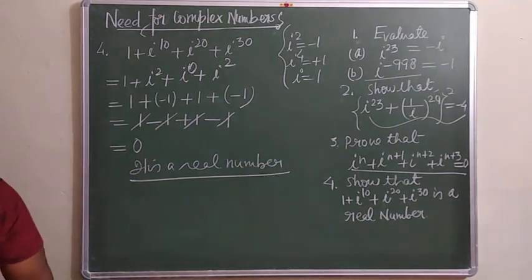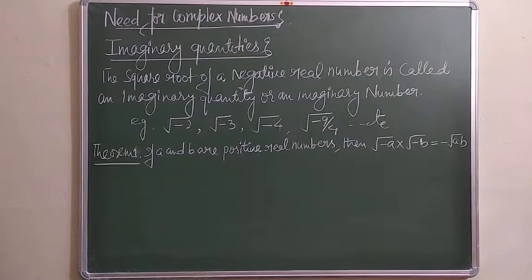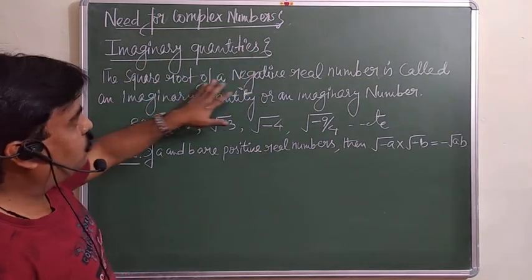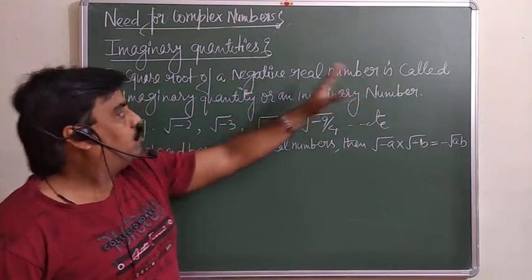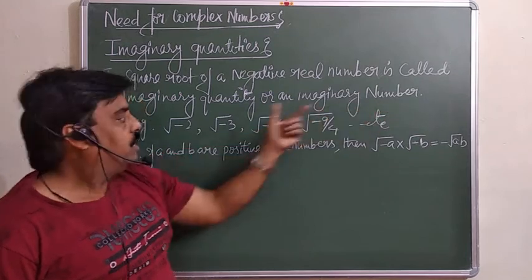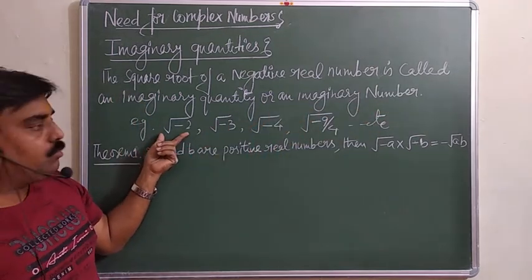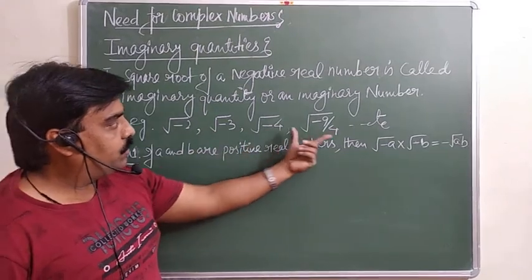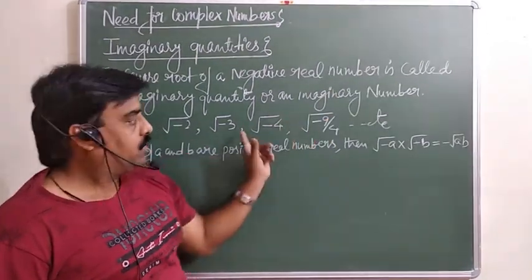Have a look. Okay, now the imaginary quantities. The square root of a negative real number is called an imaginary quantity or imaginary number, you can say. For example, with a negative value inside the radical sign, root minus 2, root minus 3 and root minus 4, these all are imaginary numbers.